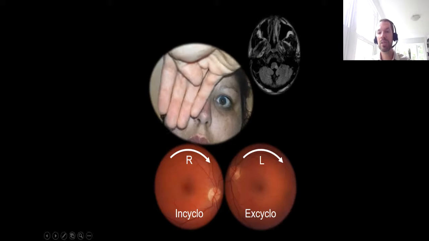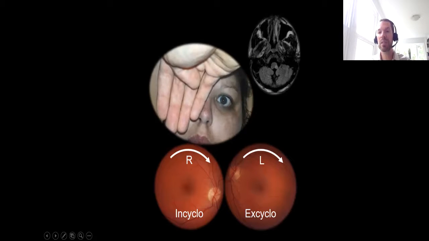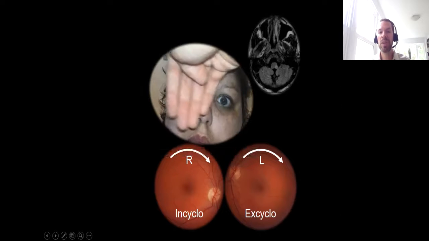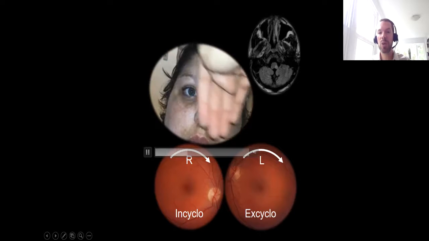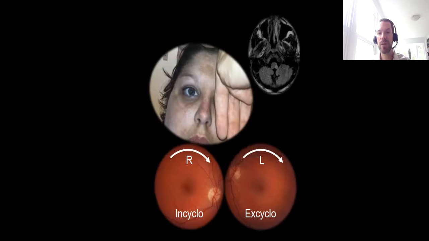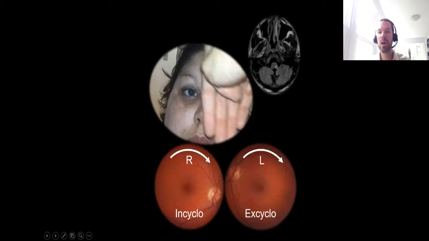And here it is in action. So this is the same patient I showed who had the leftward ocular lateral pulsion. She has a left-sided Wallenberg. And here, the left eye is the lower eye. Left eye comes up, right eye comes down. Left eye comes up, right eye comes down. So the left eye is the lower eye.